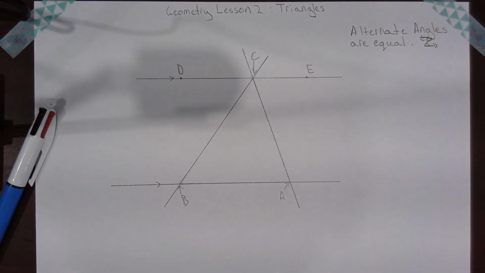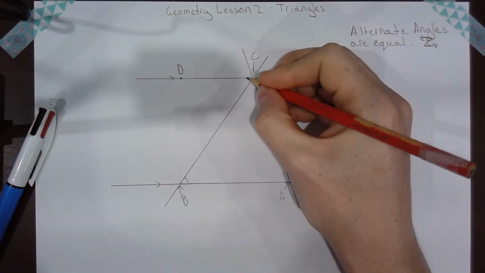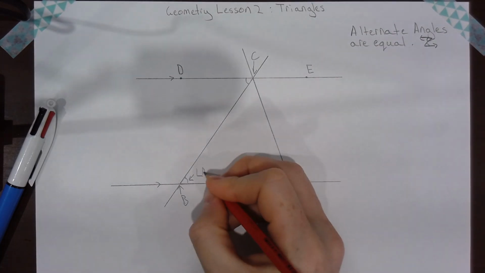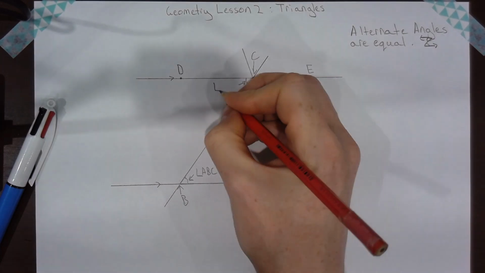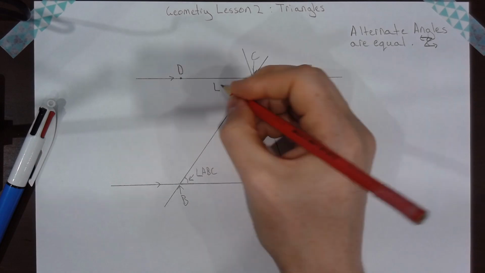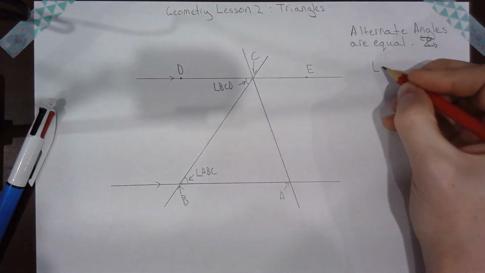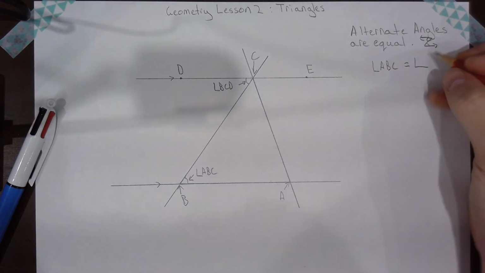So if we remember our alternate angles rule, we can start finding some alternate angles. For example, here's one, and here's one. This will be angle ABC, and this one will be angle BCD. So over here, we can write angle ABC equals angle BCD, because alternate angles are equal.